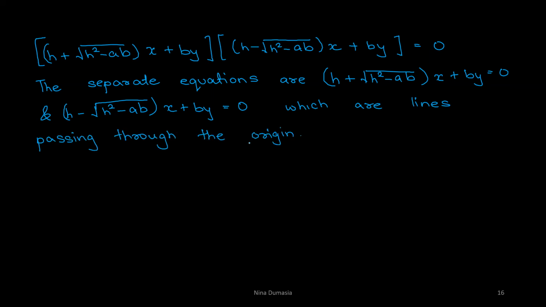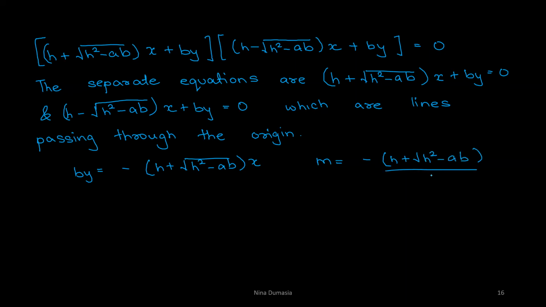and what is the slope of these two lines? तो पहले लाइन का स्लोप निकालने के लिए you just have to take y on one side. ठीक है, y को एक साइड पे रखना है. तो in that case we will just get that by is equal to minus h plus square root of h square minus ab into x. ठीक है, and therefore अगर मैं b से divide करूंगी then the slope over here is equal to minus h plus square root of h square minus ab divided by b. Okay, this is the slope of the first line.